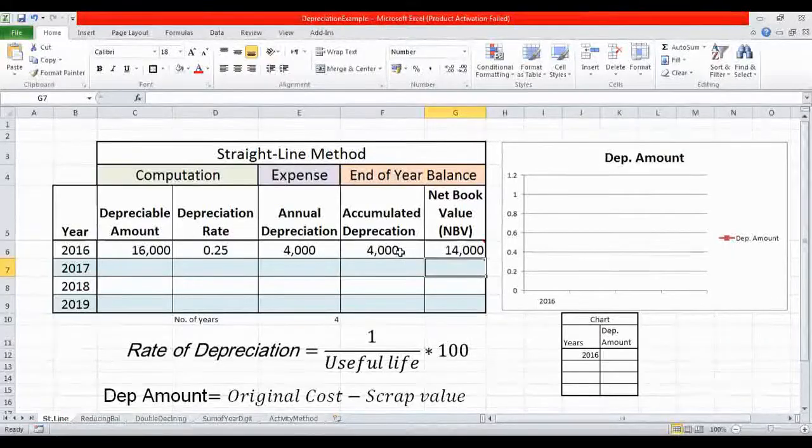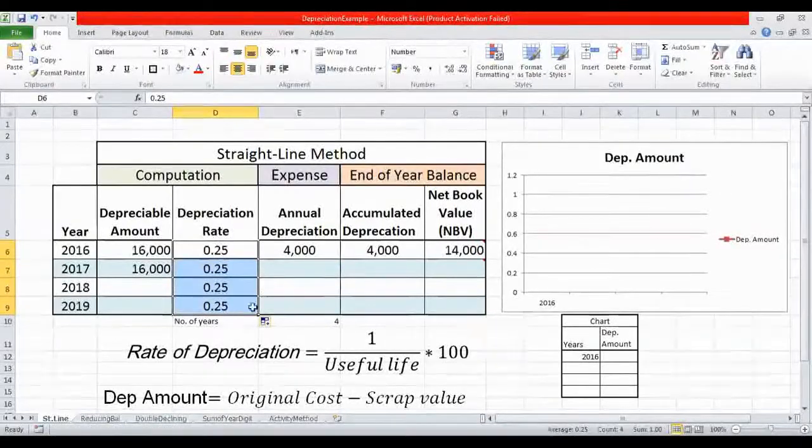Next year, when we need to calculate the same amount, we will calculate not on 14,000, we will calculate on 16,000. That is why we call it the straight line method. Again, in the straight line method, this rate remains the same for all the years. The rate totally remains the same.